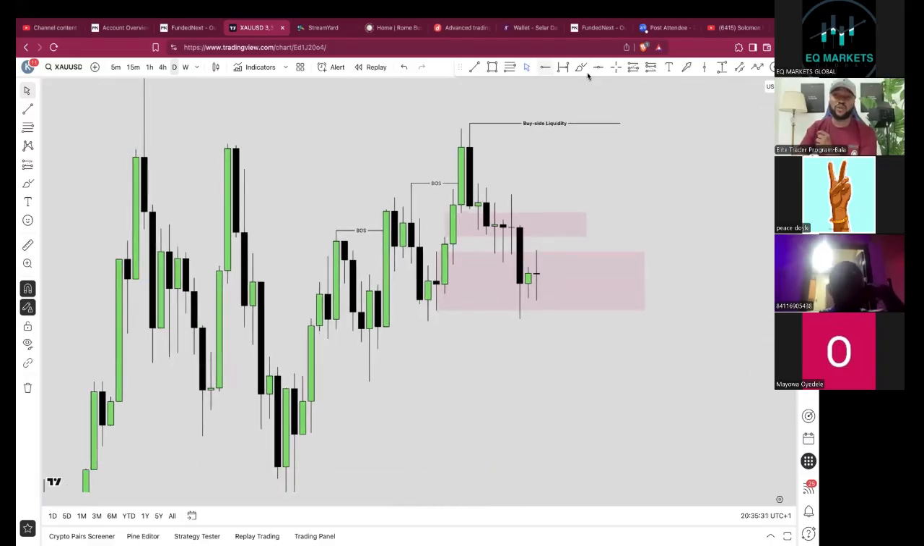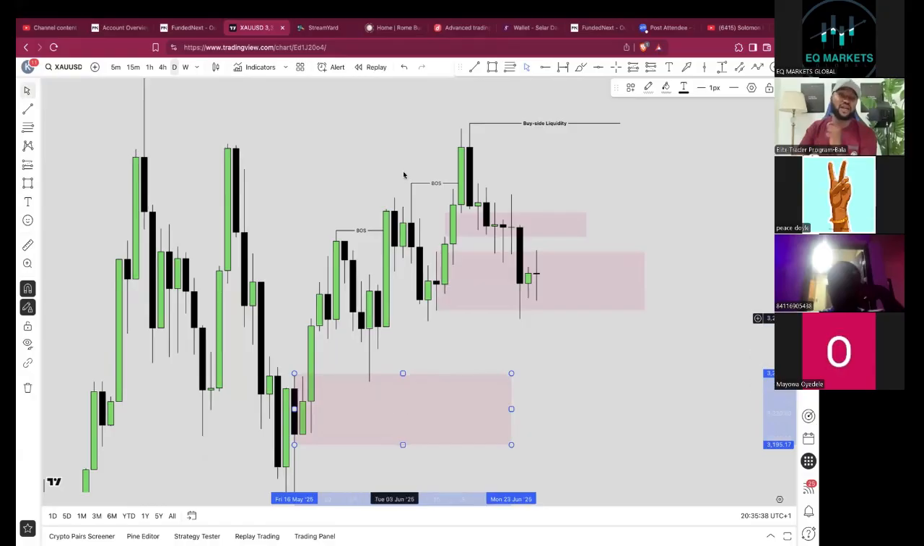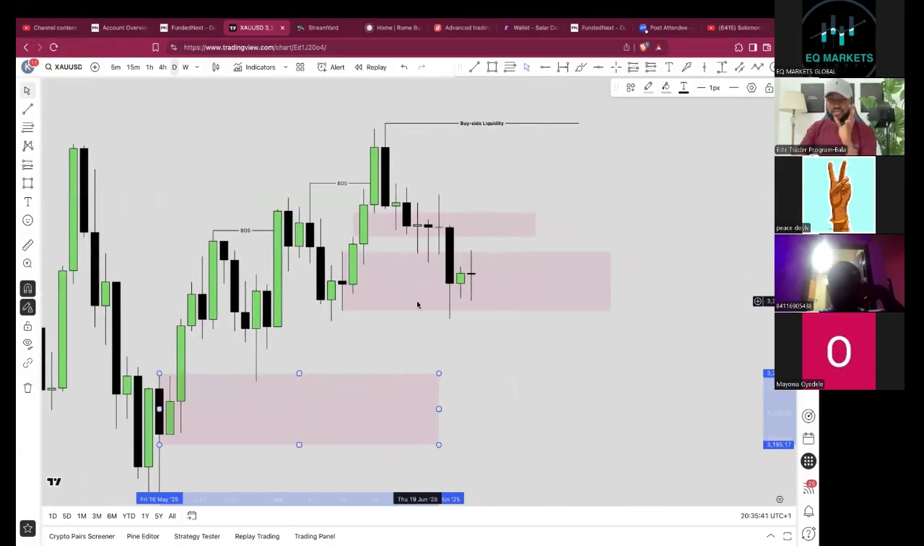This is also an order block. What do we see? When price tapped into this guy, we saw a quick move out from this area back up to that level. So the same thing we are expecting here.